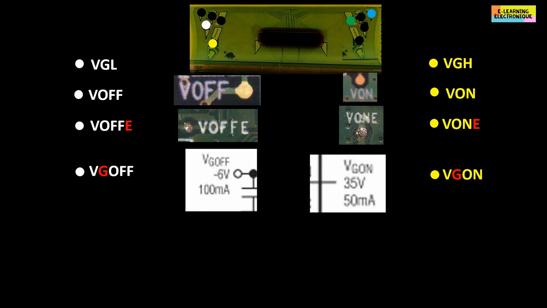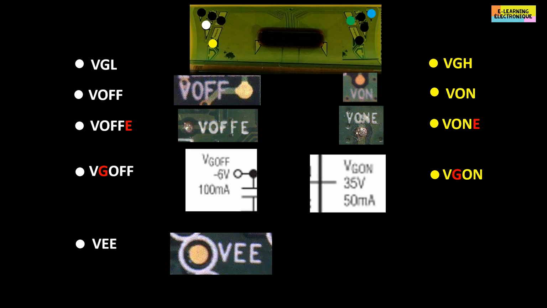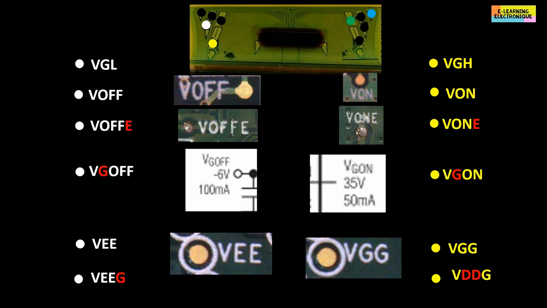The names and inscriptions of VGL and VGH vary from one TCON board to another. We can find V on and V off written with or without an E at the end. Sometimes a G is added in front of the word off or on, G corresponding to the first letter of the word gate. For other inscriptions designating the VGH and the VGL, we can find VEE, corresponding to VGL, or VEEG. VGH can be written VGG or VDDG.